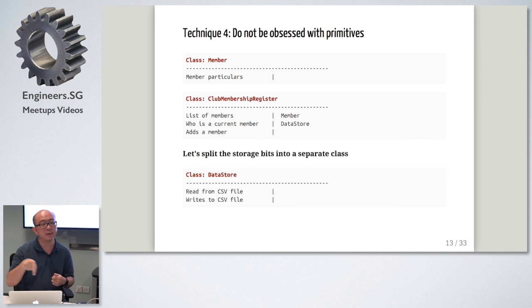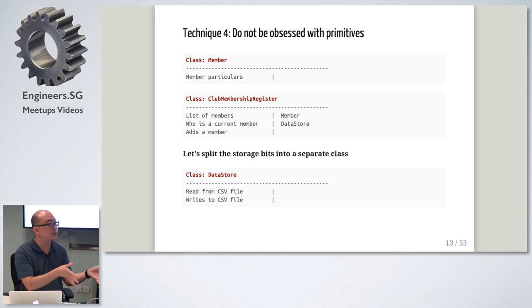It collaborates with the member class to find out what the names are, and also uses the data store class to read and write to the file, right? So these are the collaborators that membership register works with. Of course, you could also go back and do some more thinking about how this works and maybe refactor it a bit, but let's work with this for now, okay?